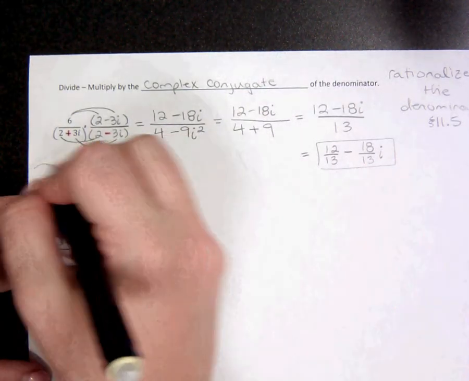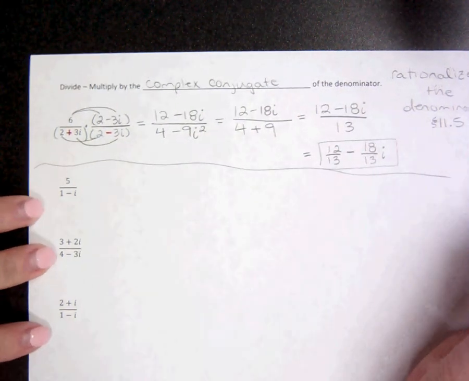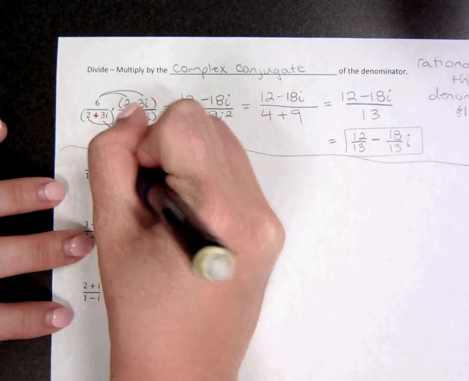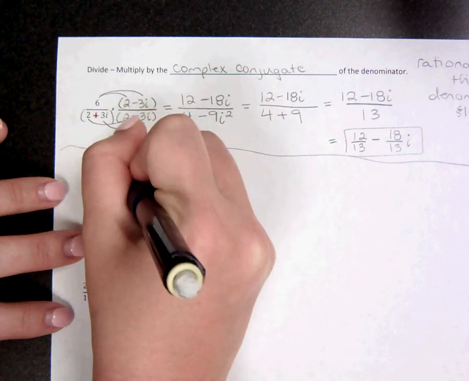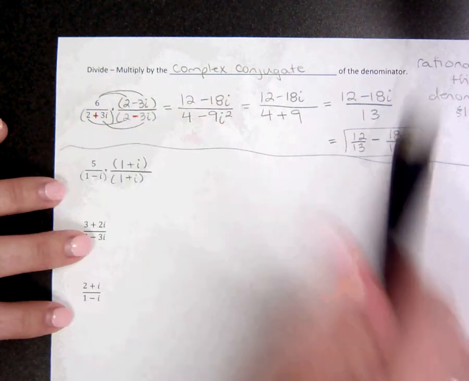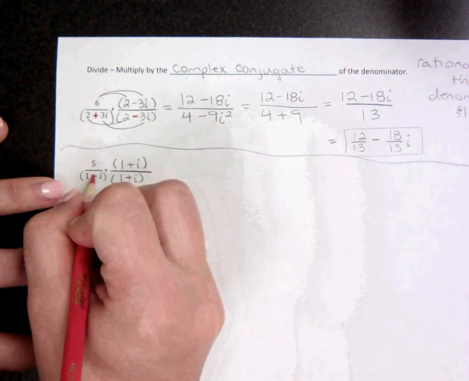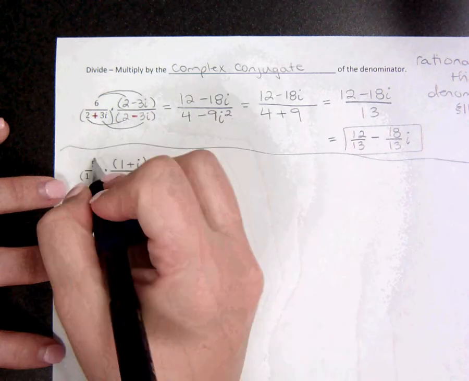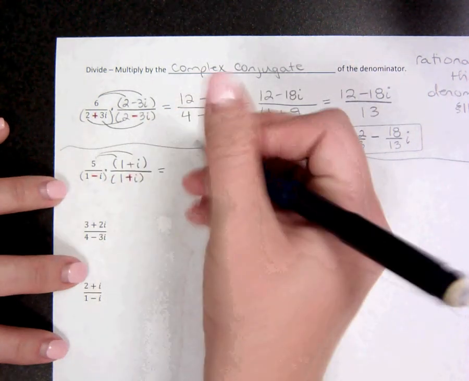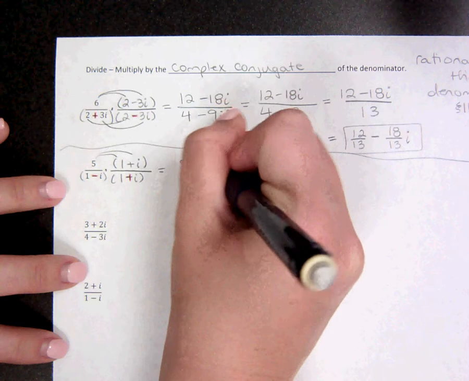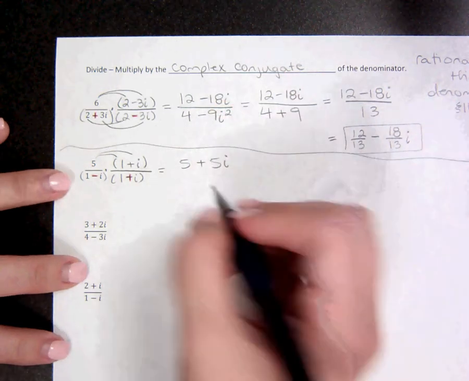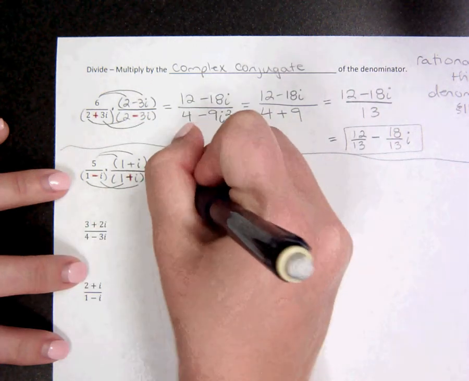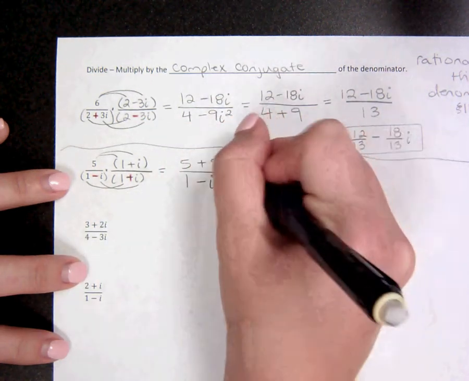If you'd like to pause the video and try the next one, it's very similar. We're going to multiply the top by 1 plus i and the bottom by 1 plus i. Again, because they're conjugates, one's minus and one's plus, the middle terms are going to zero out. So we'll distribute the 5. That gives us 5 plus 5i. On the denominator, we can just do first and last. So that's 1 minus i squared.